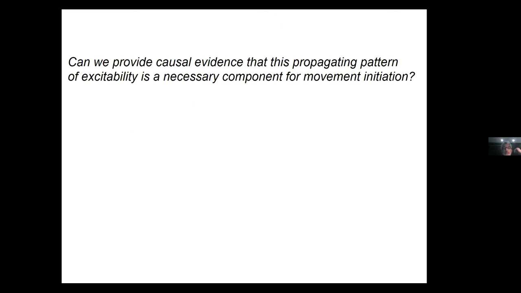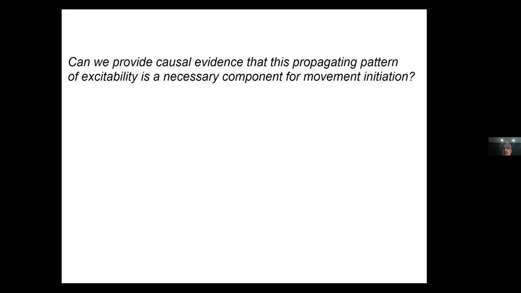So could we provide causal evidence for this propagating pattern? It's really a propagating pattern of excitability, the way we think about it. That's based on work that people have done with transcranial magnetic stimulation, showing a relationship between beta oscillation strength and excitability, by delivering TMS at different times and correlating the effects of TMS on muscles with beta power, and they found a negative correlation. So when beta power is low, the effects of TMS are high.